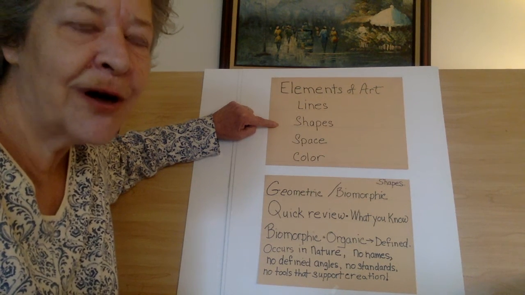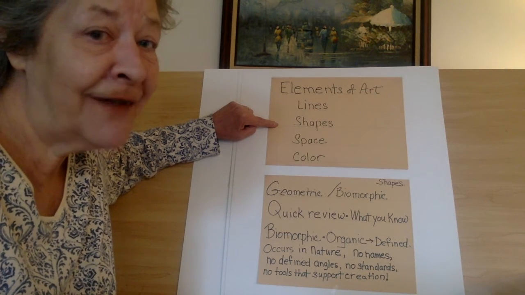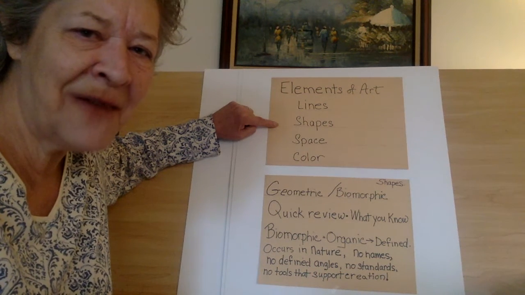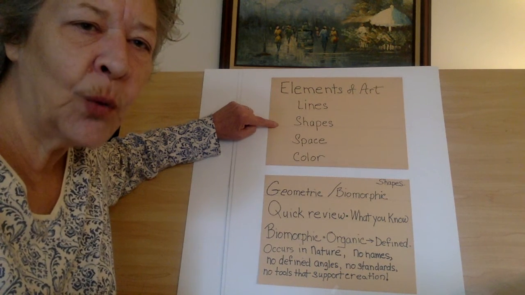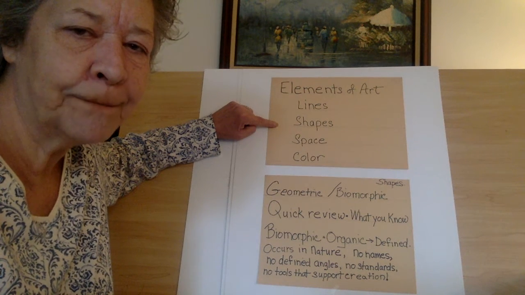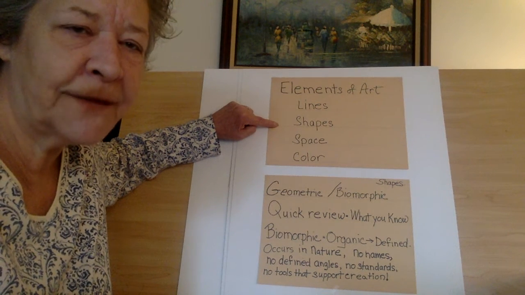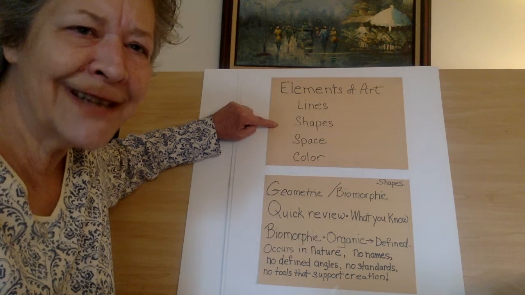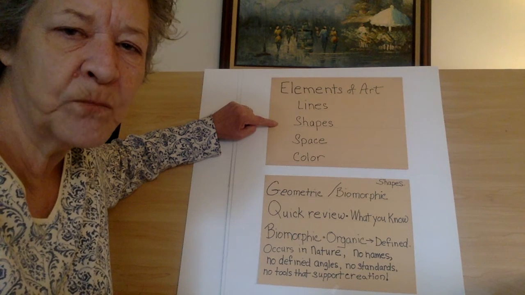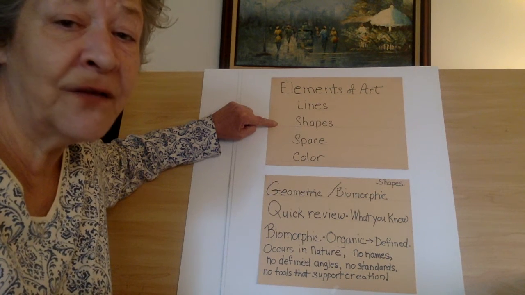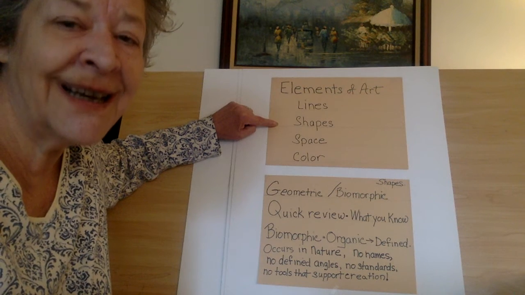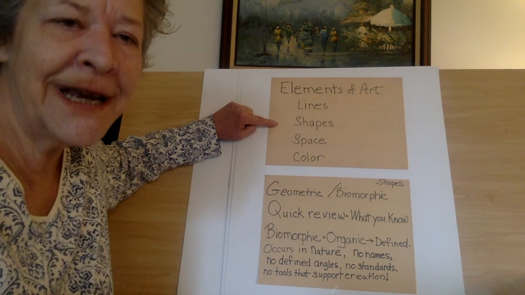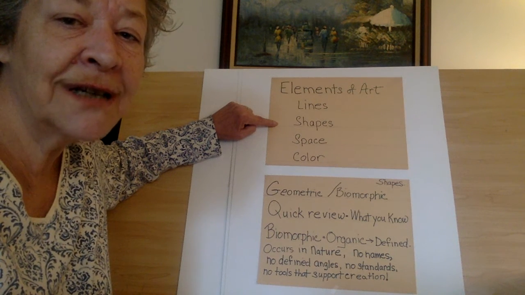And we talked about geometric shapes, but we haven't talked yet about biomorphic shapes. Can you say that with me? Biomorphic. Now, bio means life. Morph sort of is like changing. And the suffix "ic" at the end of a word always means pertaining to. So, pertaining to life-changing shapes.